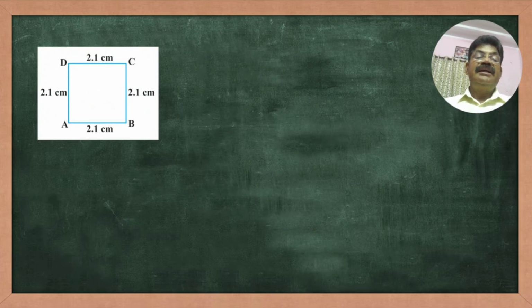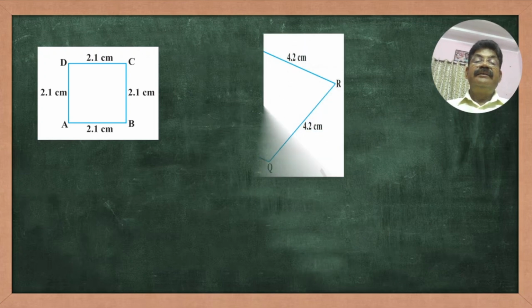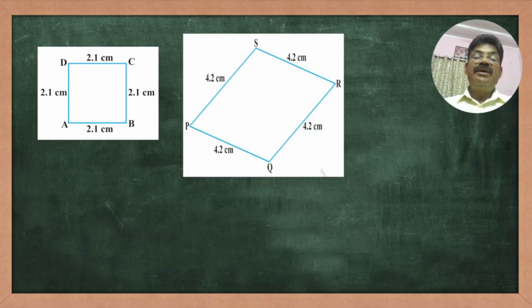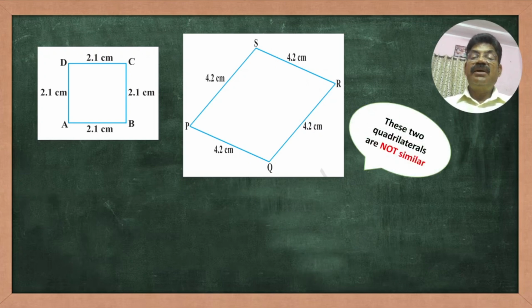Look at this quadrilateral ABCD. In fact, it is a square. So all the angles are equal to 90 degrees and each side is 2.1 centimeter. Consider this quadrilateral PQRS. All the sides are equal to 4.2 centimeter. Therefore, the ratio of the corresponding sides is equal. 2.1 divided by 4.2 is equal to 1 by 2. But what about the angles? In the first figure, all the angles are equal to 90 degrees, but in the second figure, it is not so. Therefore, the first condition is not satisfied. Therefore, these two quadrilaterals are not similar.